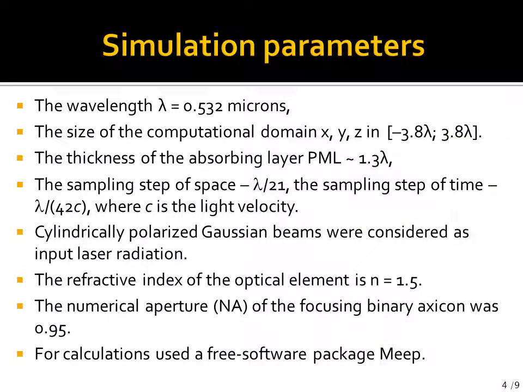On this slide, you can see the simulation parameters. For example, the wavelength, the computational cell size, the thickness of the absorbing layer, the spatial sampling step, and the time step. C is the speed of light. Cylindrically polarized Gaussian beams were considered as input laser radiation. The refractive index of the diffractive axicons and substrate was 1.5. The numerical aperture of the focusing diffractive axicons was 0.95.